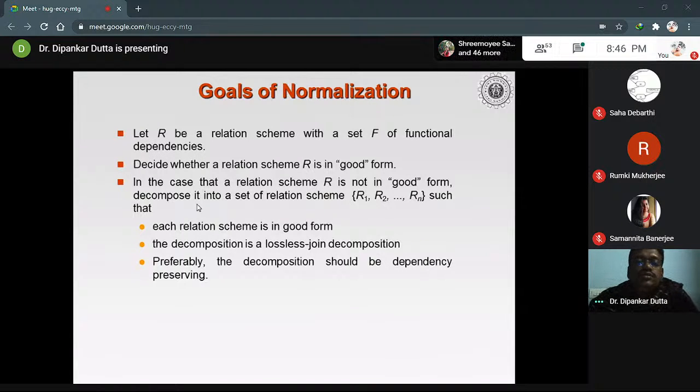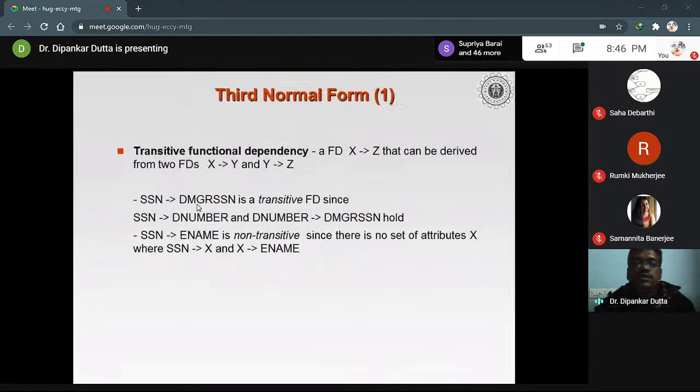So if the form is not good, we have to divide a relation into sub-relations so that every relation is in good form. After division, that division must be lossless join, meaning it should not be lossy. And the last one is that the decomposition should be dependency preserving, so that we should not lose any dependency. So these are the goals of normalization.